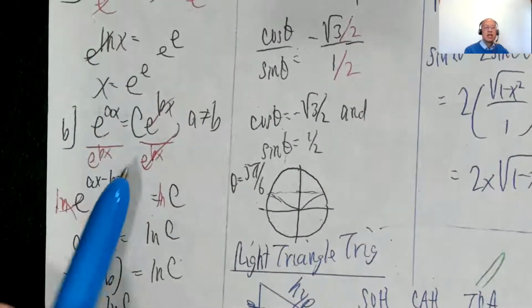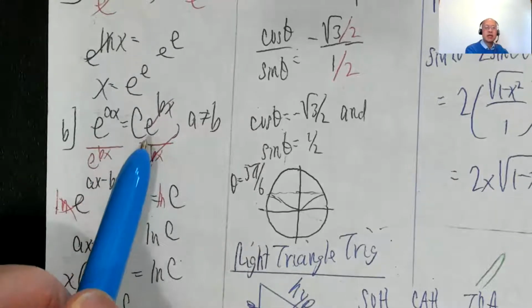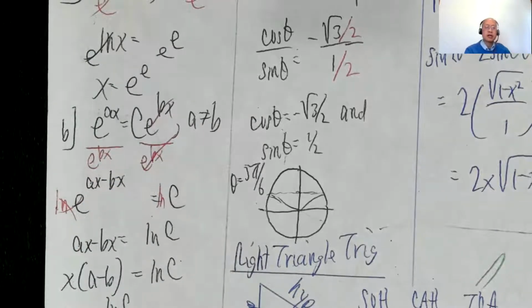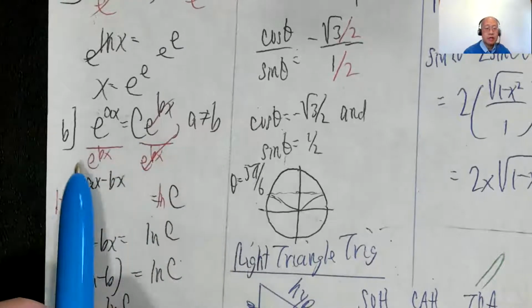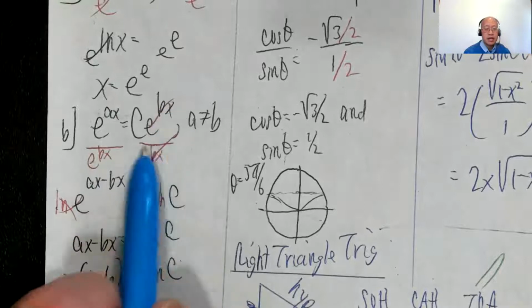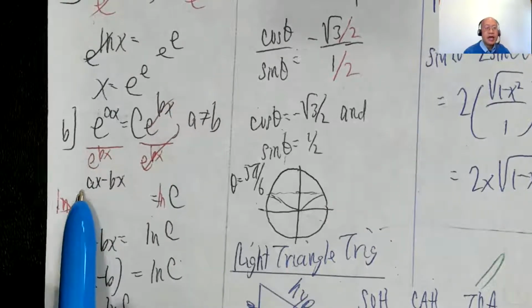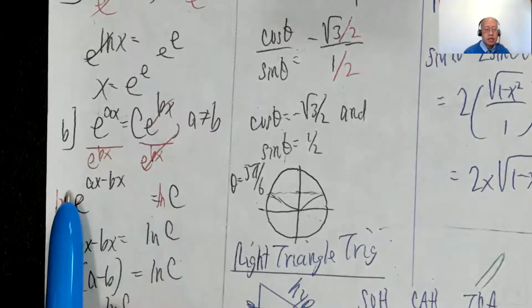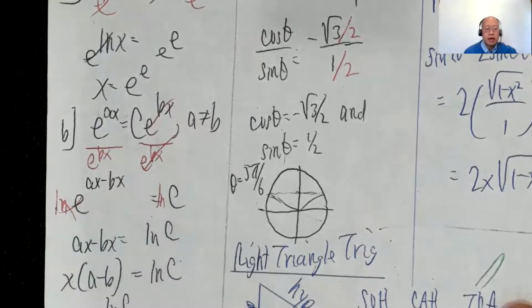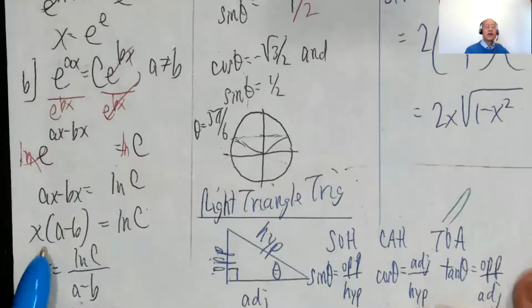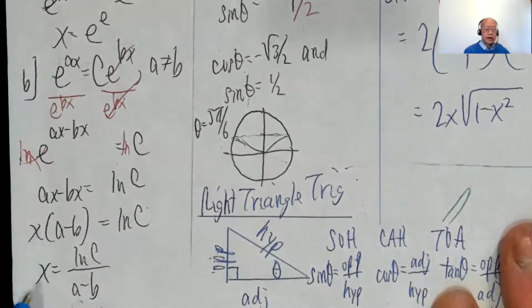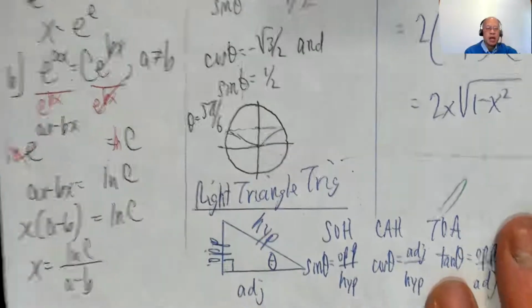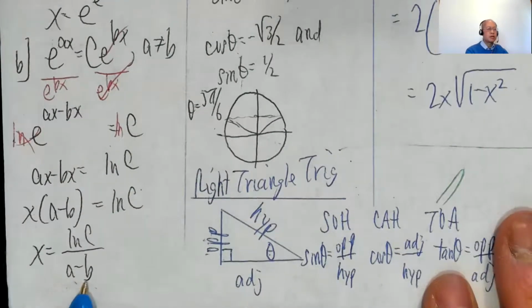Okay. B, e to the ax equals c e to the bx, where a and b are not equal. Not sure how that comes into play yet, but we'll see. Okay, get the e's together, divide both sides by e to the bx. This cancels out. So I have e to the ax minus bx equals c. Take the natural log of both sides. Ax minus bx equals ln c. Factor out the x and divide by a minus b. So x is ln c over a minus b. And that's the reason why it said a is not equal to b, because if a and b are equal, then this doesn't make any sense.